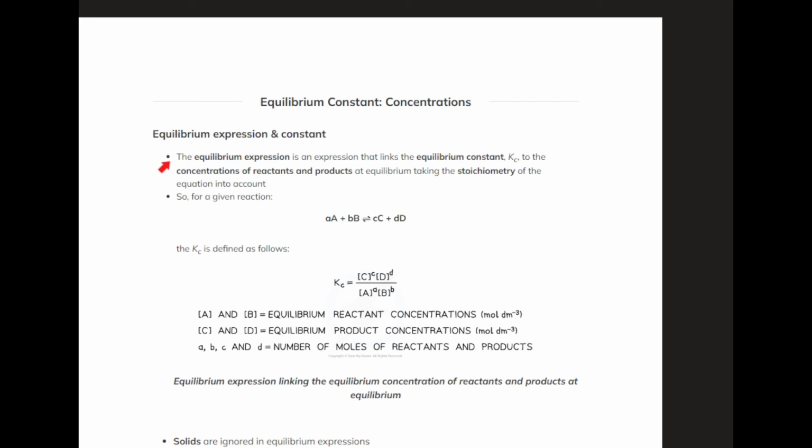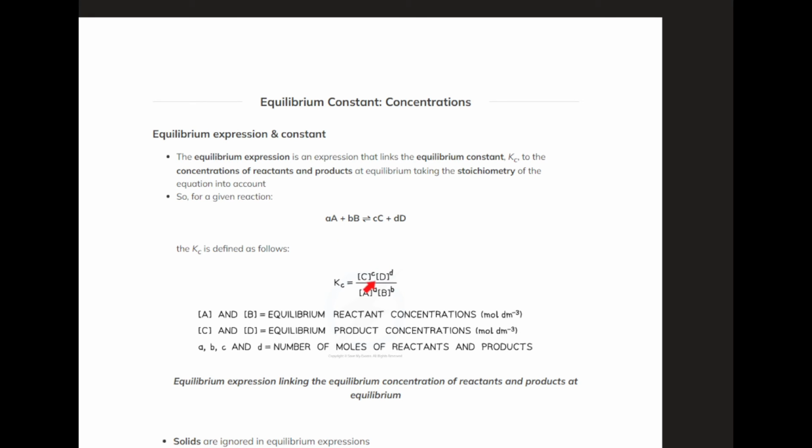So first point, the equilibrium expression is an expression that links the equilibrium constant Kc to the concentration of reactants and products at equilibrium, taking the stoichiometry of the equation into account. So you see this is the equation, and Kc is formed in this way. You take the products C and D, take their concentration, that's why you put in square bracket, and then you have to raise to the power of the number here and here. So that's why you have small letter c and small letter d there. That represent the number in front of the products. And at the denominator, we put the concentrations of the reactants and raise to the power of a and b.